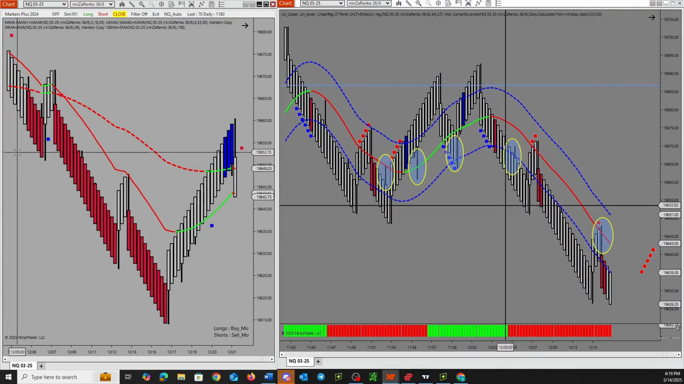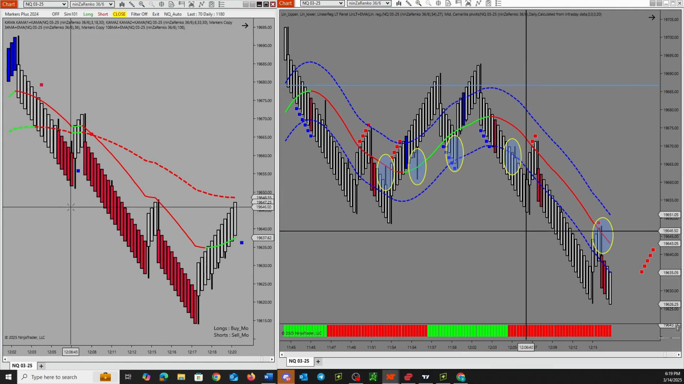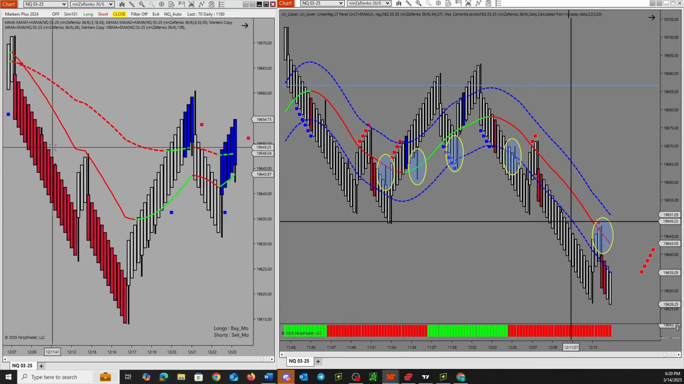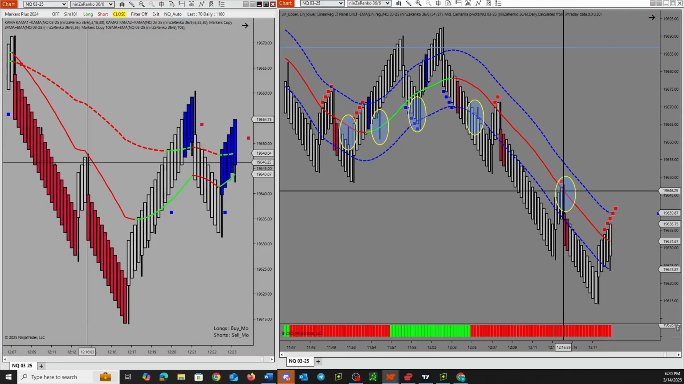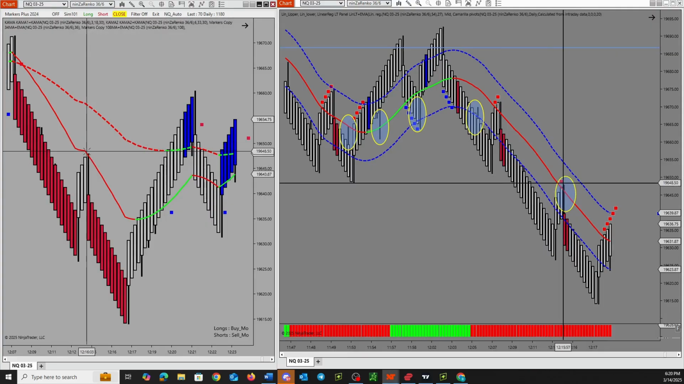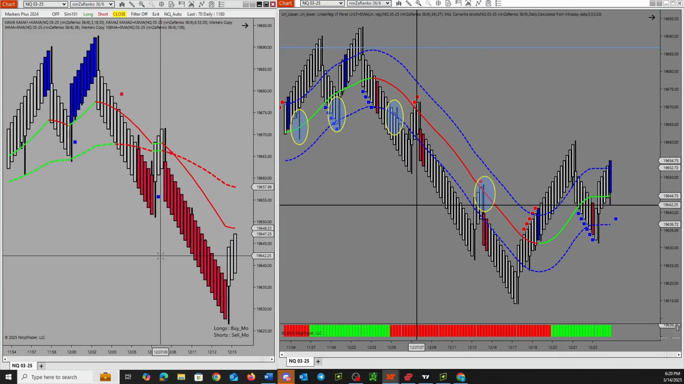Here was another bearish John Wick. For a scalper, you would have made money on that if you're shooting for your 5 points. And here we had one just tagged the EMA, and you can see over here that worked out really well.